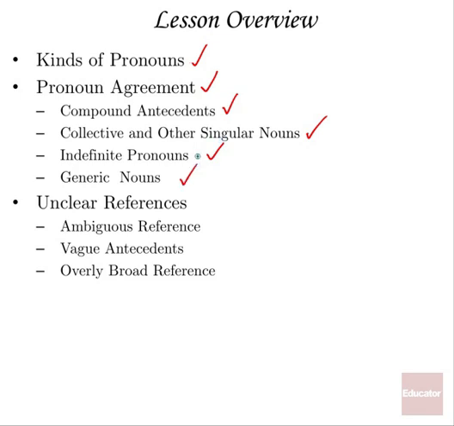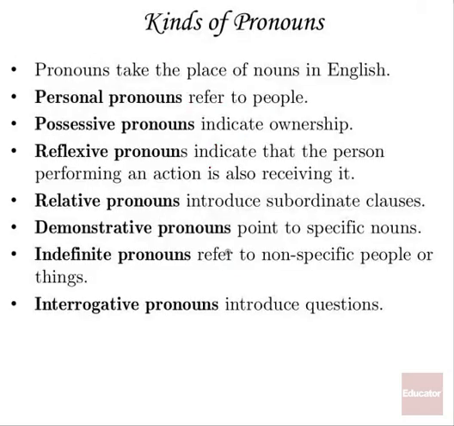Then we're going to look at unclear references, where you use a pronoun and people aren't really sure what it's replacing. We're going to look specifically at ambiguous reference, so, it could be this or it could be that. Vague antecedents, where it's just so fuzzy you have no idea. And overly broad reference. And then we're going to do some practice.